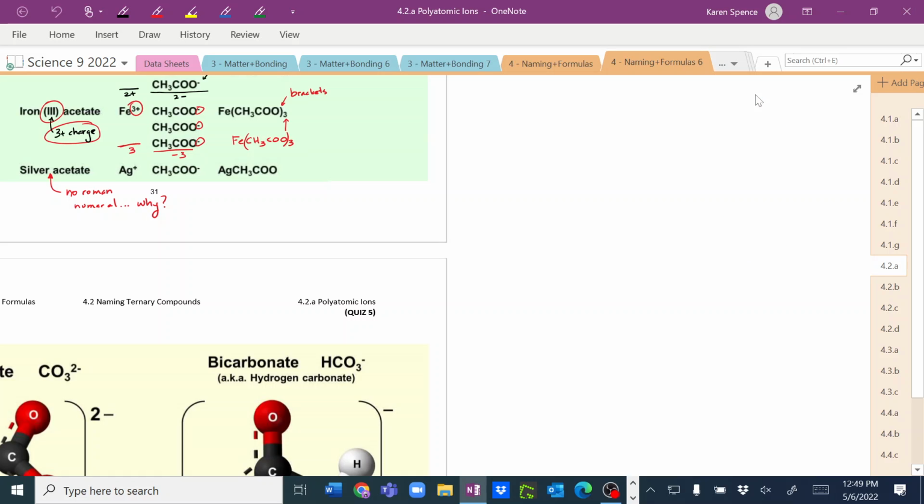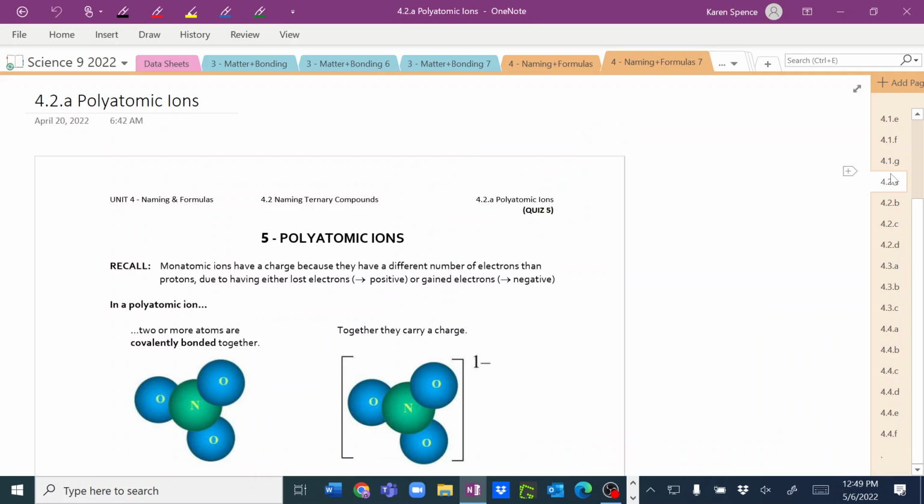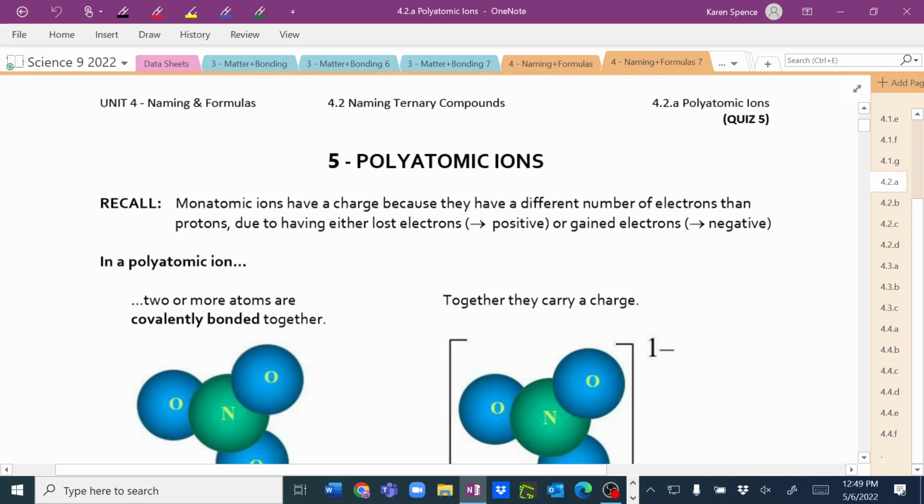7, block 7, that's what we want. Okay. So this first 4.2a, which is the one that starts on page, what page are we on? 29, the one that starts on page 29. This first page is not really about how to name things per se, although there's some of that in there. A lot of it is just about what polyatomic ions are and how they work.